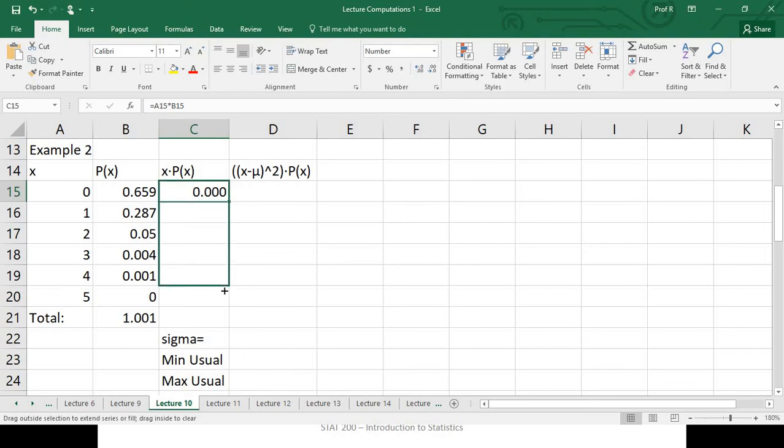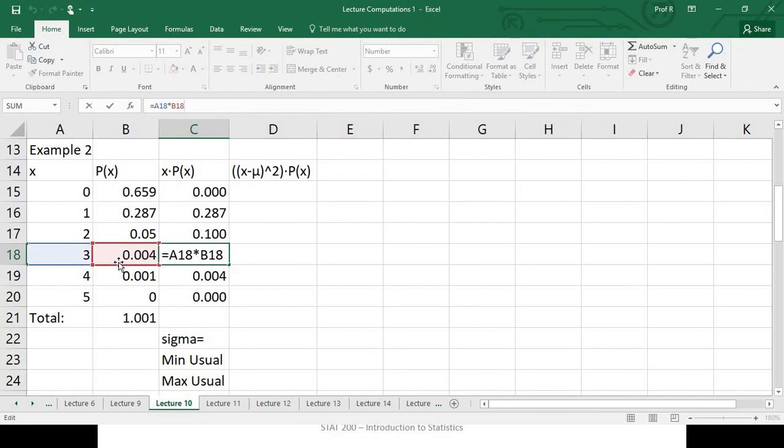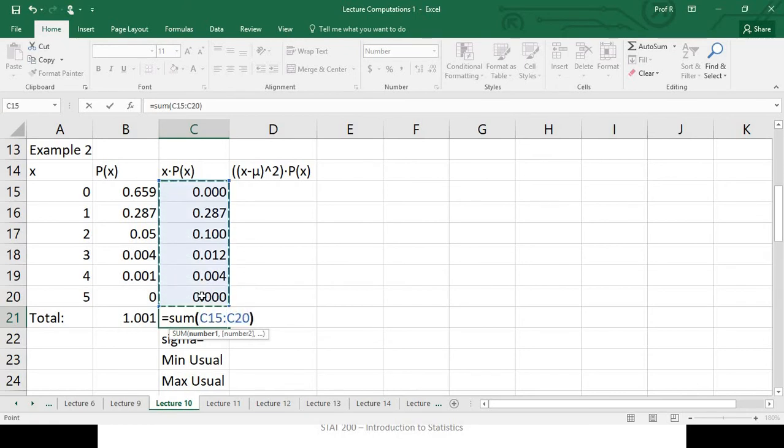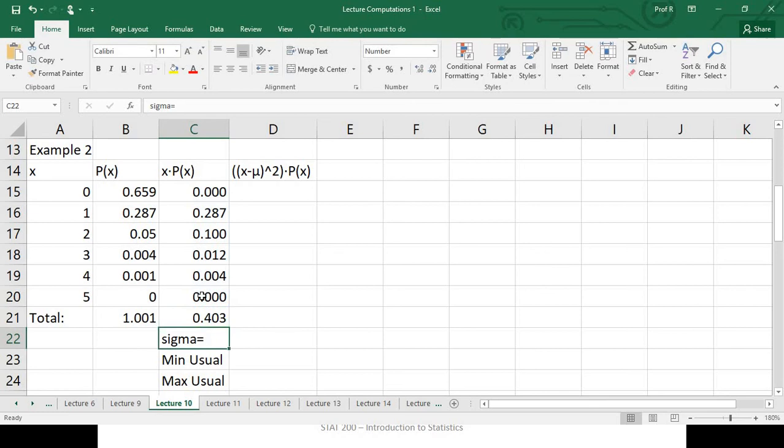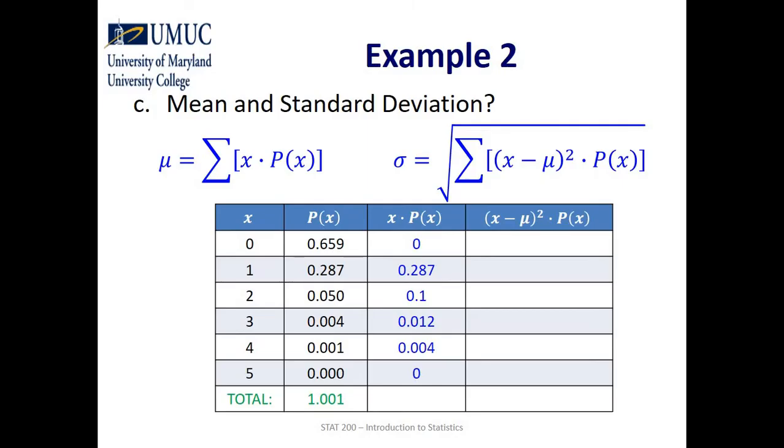I just want to make sure that my cell references are correct. So here I want 3 times 0.004. That is correct. There I want 4 times 0.001. That is correct. I want to sum this down, so I'm going to say equals sum. I'm going to add all these. That gives me the summation of x times the probability of x, which is 0.403. Okay, that's my value for mu.